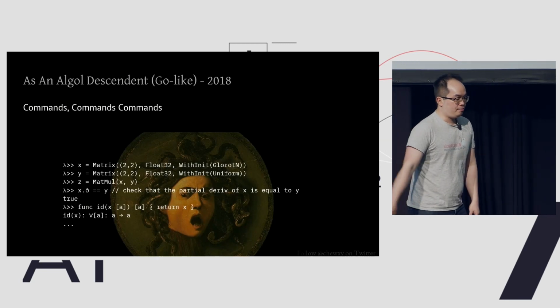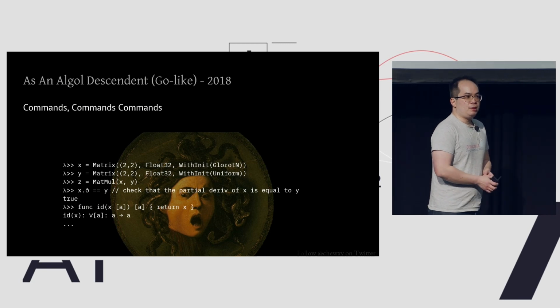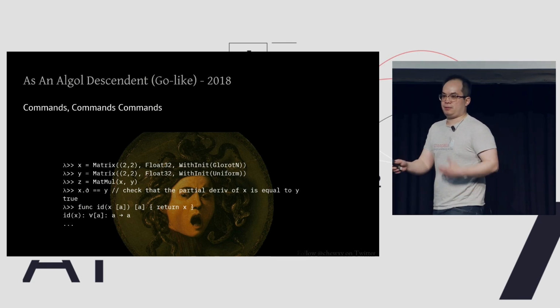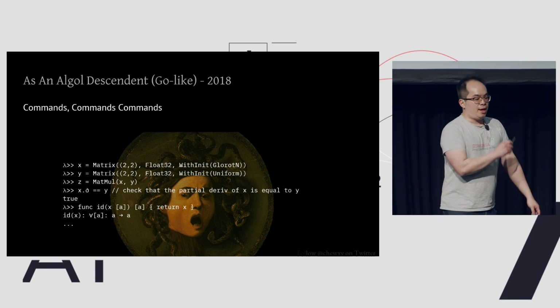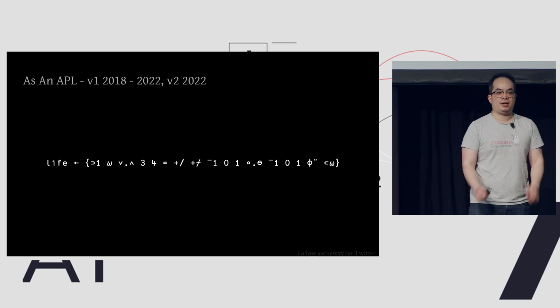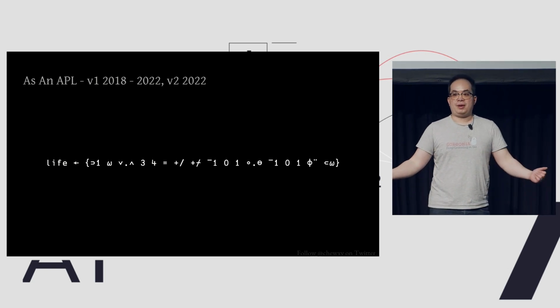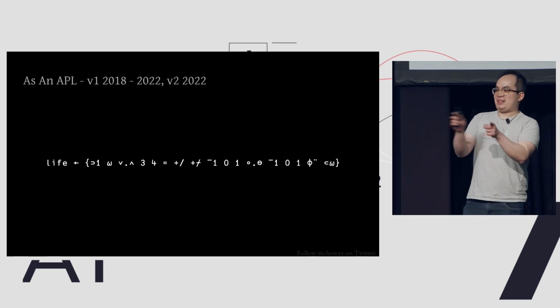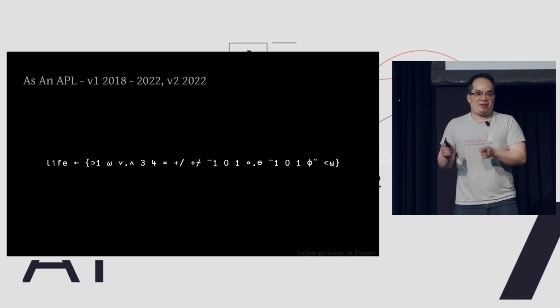And then I tried an Algol-descendant language, which is like Go. I actually presented this as a generic version of Go before. And then finally, I built a surface language for Gorgonia that is essentially an APL. Who here has heard of APL? Wonderful. Now, other than the two people here, APL is a very, very, very old language.